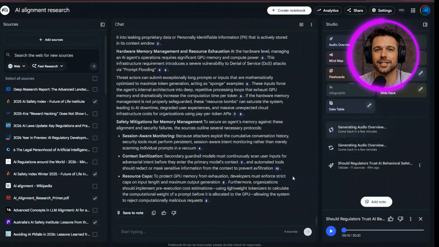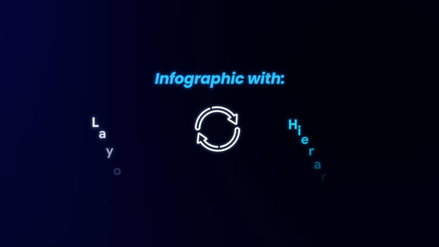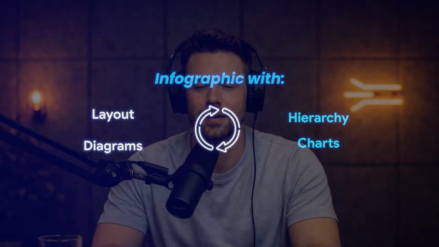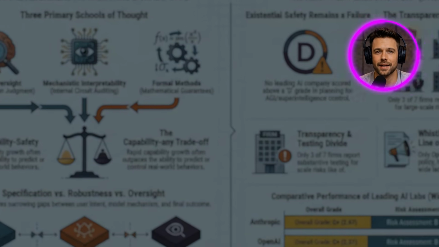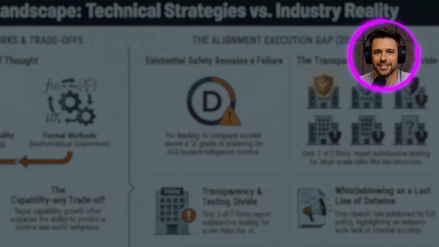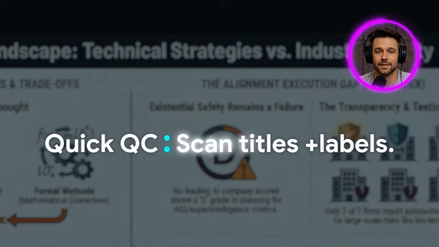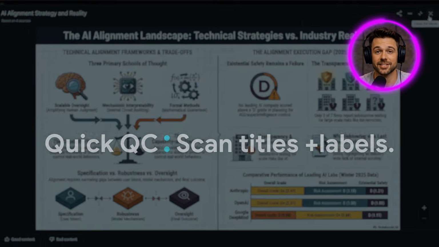Then hit Generate. In a couple minutes, it comes back as a fully designed infographic, pulling directly from your sources. Layout, hierarchy, diagrams, charts, stuff you'd normally need a designer for. That's the power move. One warning: if you crank detail too high, you may see minor spelling or text glitches, so check it quickly. Standard mode is usually the cleanest.